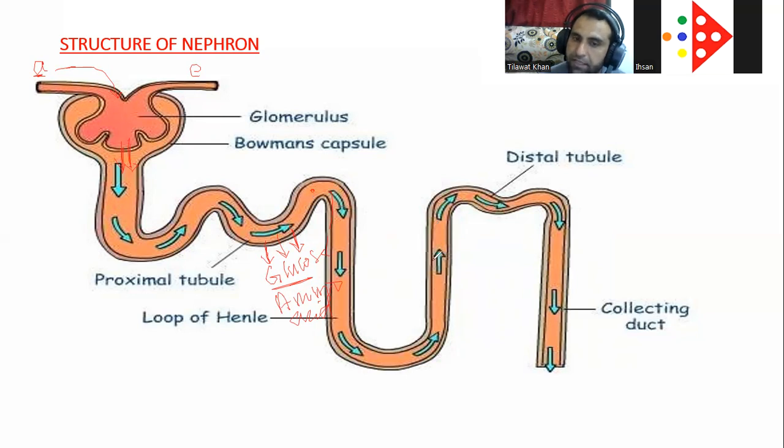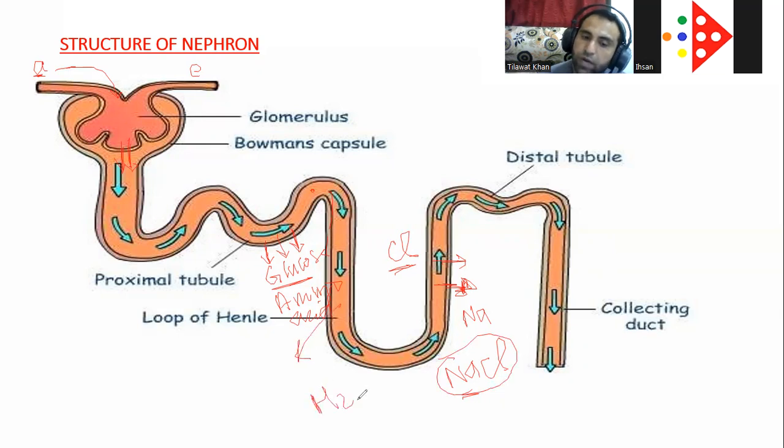While the waste material and water will come to the loop of Henle. One side of the loop of Henle is less permeable to water, so it will take the sodium and chloride outside. Why is sodium and chloride coming outside? Because when more sodium and chloride come out, the solution outside will become concentrated. Then water will move from this part of the loop of Henle to outside by osmosis, and this water level will also be maintained in your body. So the loop of Henle is responsible for maintaining the water level in your body.